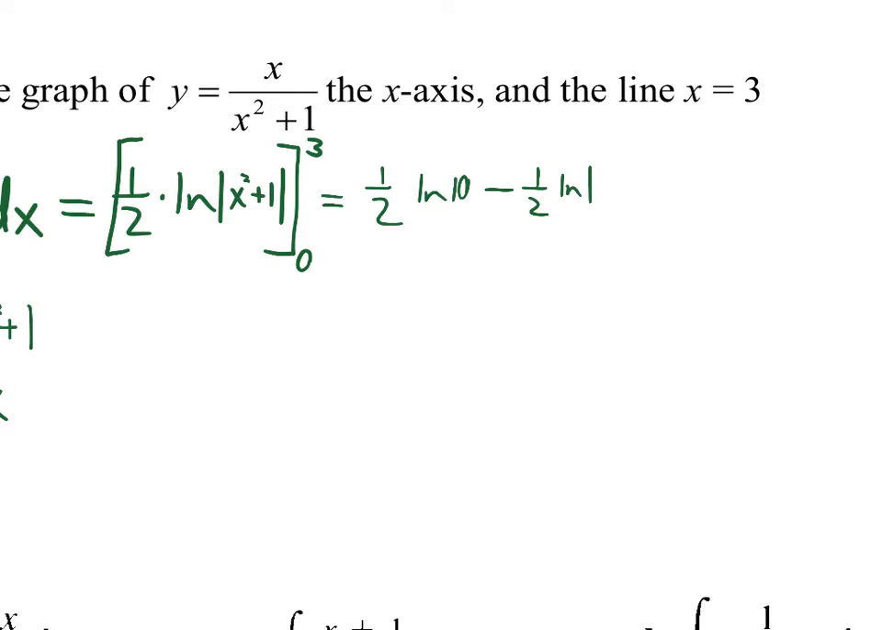Now, what's ln of 1? 0. e to the 0 is 1. So this whole thing equals 0. Let's do that a little nicer. That's 0. So this is just 1/2 ln of 10. If you want, you could write it as ln of the square root of 10, but you don't need to.